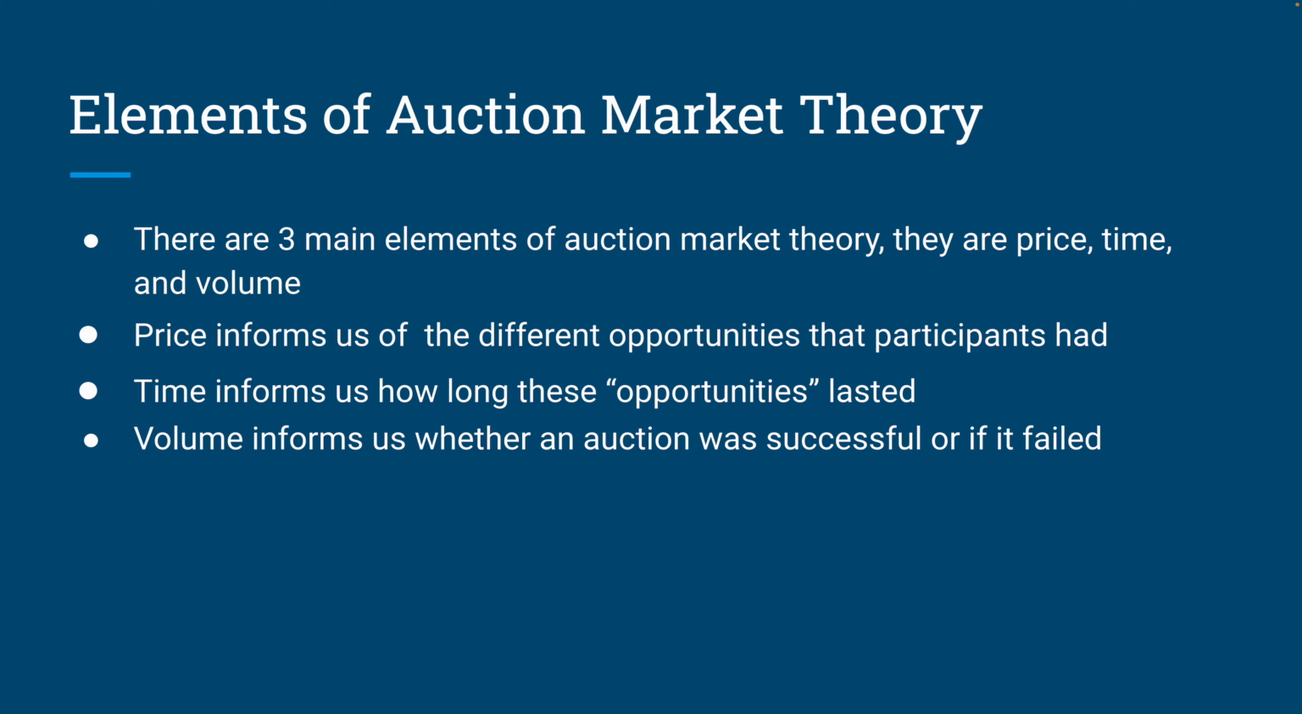So, in terms of the elements of auction market theory, there are 3 main elements. They are price, time, and volume. Price informs us of the different opportunities that participants had. Time informs us on how long these opportunities lasted. And volume informs us whether an auction was successful or if it failed.